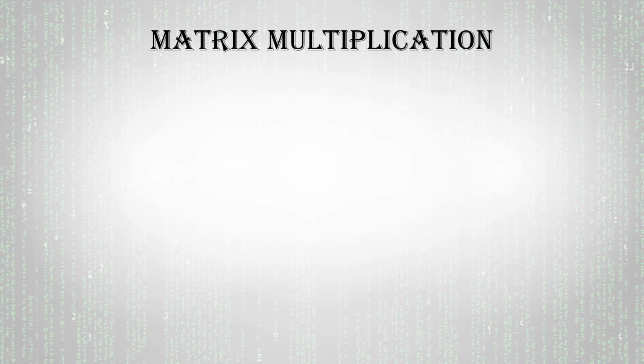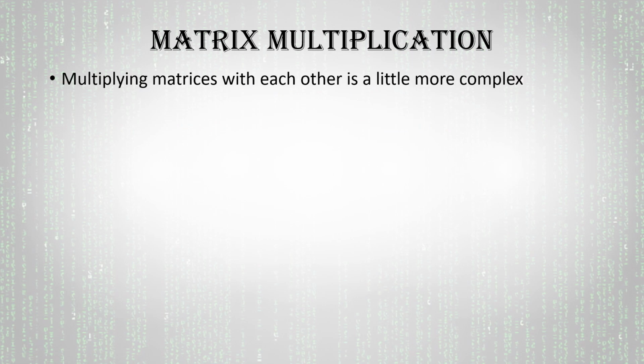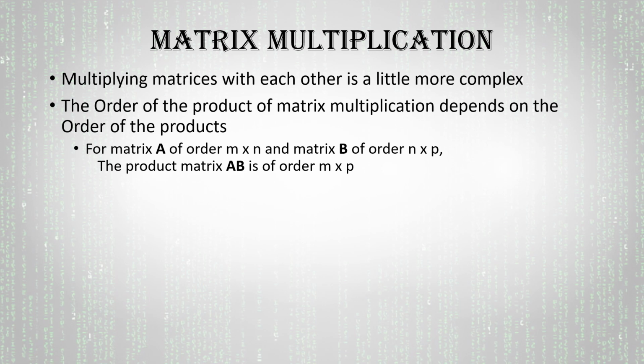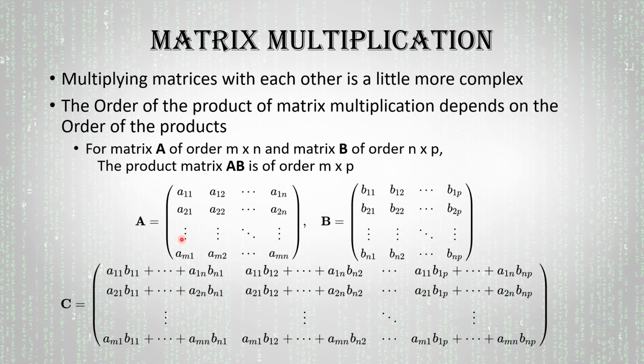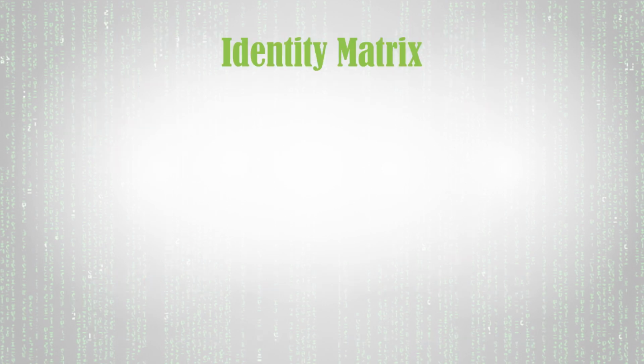Matrix multiplication is a little trickier. We take the rows of our first matrix and the columns of our second matrix to get the order of our product matrix. We multiply the rows of our first matrix by the columns of our second matrix, and each of the products gets summed up to be the individual elements of our product matrix, as shown.